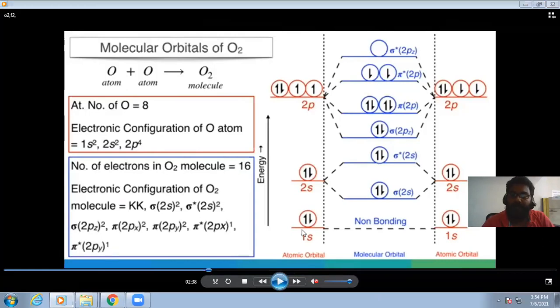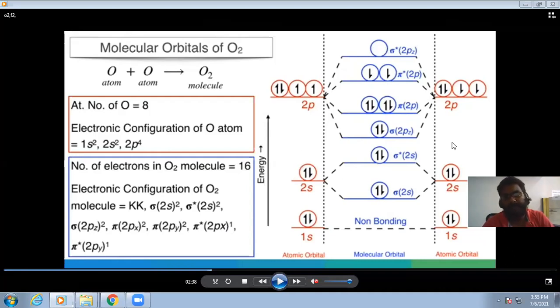Okay, coming to the point, very interesting. How many KK indications? This is the non-bonding, that is the KK. And sigma 1s2, this is the sigma 1s2. Sigma star 2s2, this is the sigma star 2s2. And sigma 2pz2, this one. And π 2px2, this is the π 2px2. Next, π 2py2, this is the 2py2. And last, π star 2px1, and last one, π star 2py1. These are the splitting, no electrons.